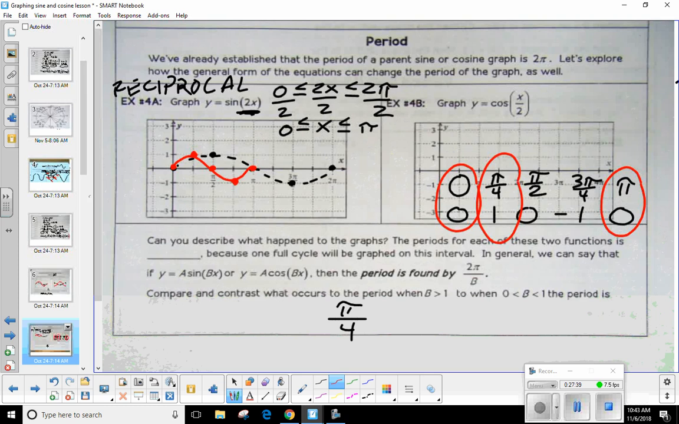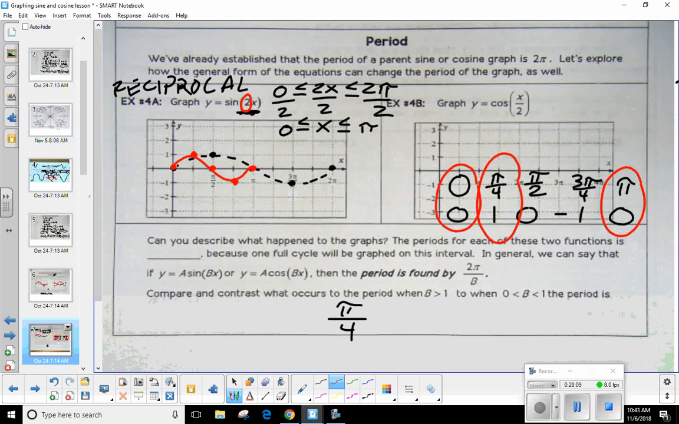What happened? What graph did we end up with compared to the original? Was it bigger or smaller? It's a shrink, right? Remember, what was the key word I said? When you multiply x, you have to take the reciprocal. We're multiplying x by a 2. What's the reciprocal of 2? Half. This graph is half as wide as the original was.